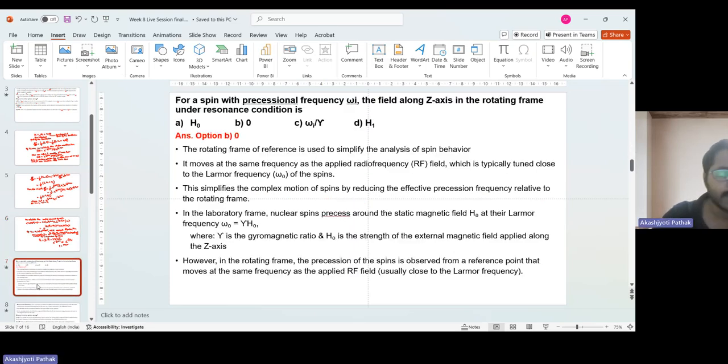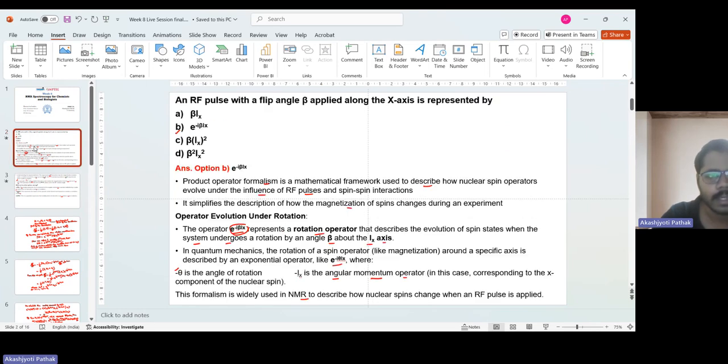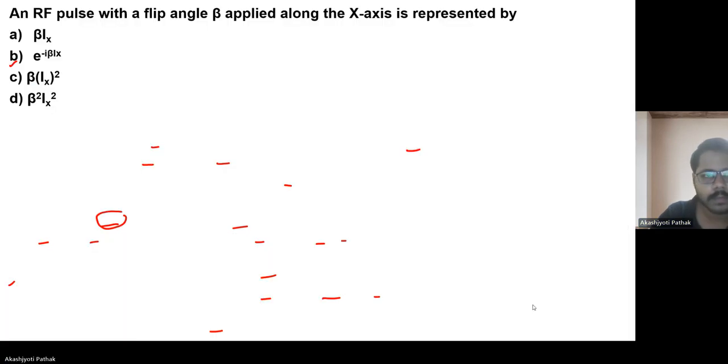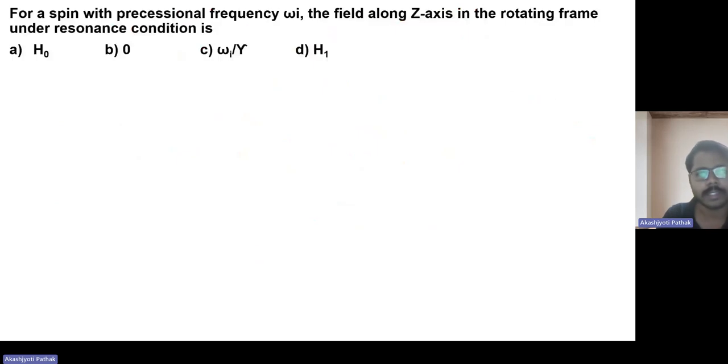So this was the explanation for the first question. I think now you have understood the first question and the answer associated with it. So this was the question: The RF pulse with a flip angle beta applied along the x-axis is represented by. So now it becomes obvious, right? The correct option is B, e to the power minus beta Ix. Beta is the flip angle and Ix is the pulse that is applied in the x direction.